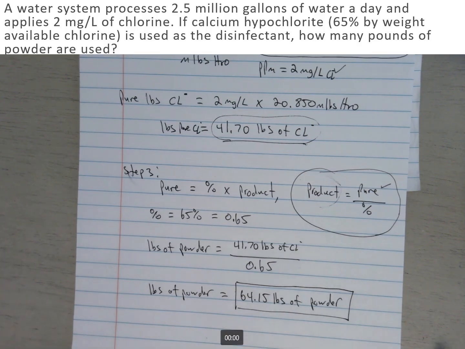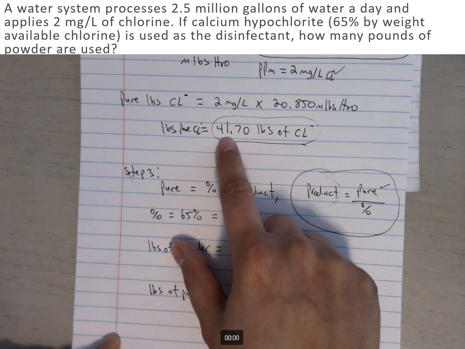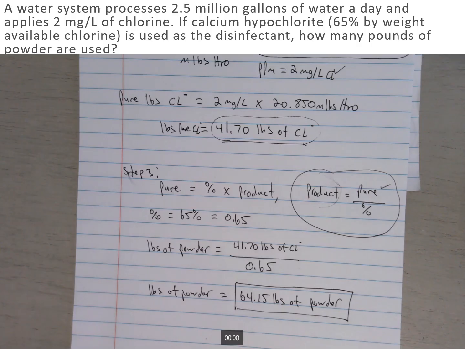And just as an overall concept, inside that 64.15 pounds of this powder, there is 41.7 pounds of pure chlorine, just to re-cement this concentration and percentage calculation.